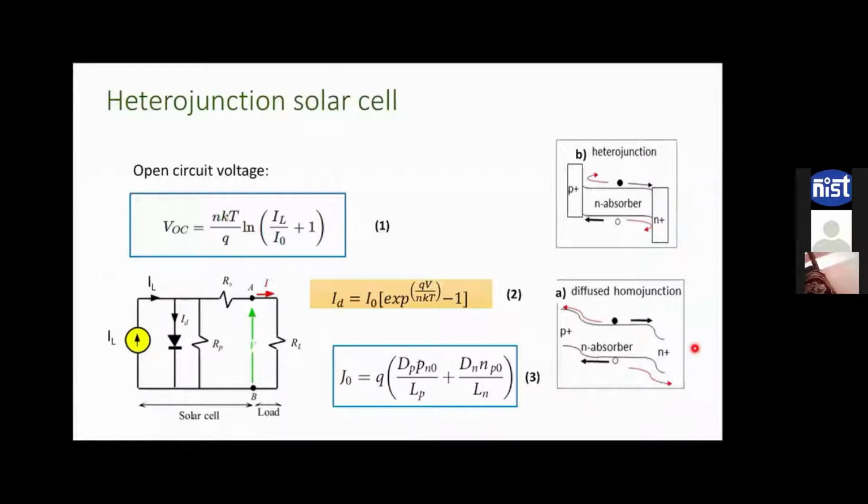Why am I saying this? Because if you look at equation 1 that describes the open circuit voltage in terms of some diode parameters, this n is the ideality factor of the diode, k is the Boltzmann constant, T is the absolute temperature. Now let's look at this bracketed region. This I_L is the light generated current inside your solar cell.